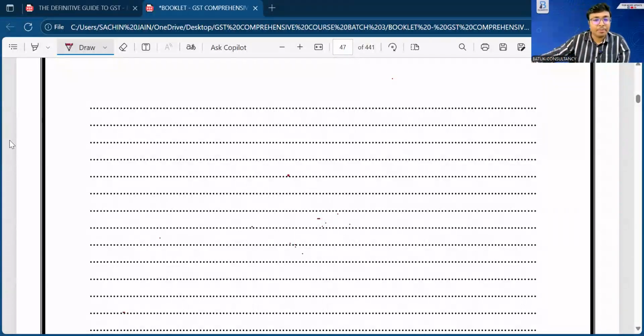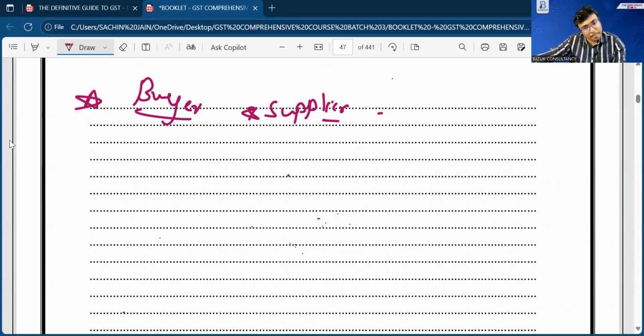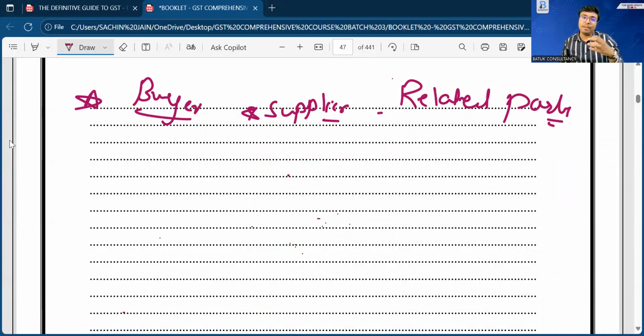This value of supply is very important, so I require your attention on the next rule, rule number 28, in which the first condition was price is not the sole consideration. Second condition, buyer and supplier are not related parties. Now suppose buyer and supplier are related parties, in that case how will the value be determined?